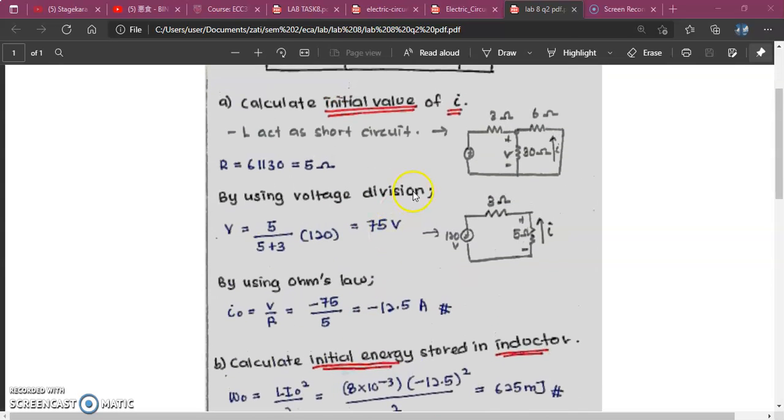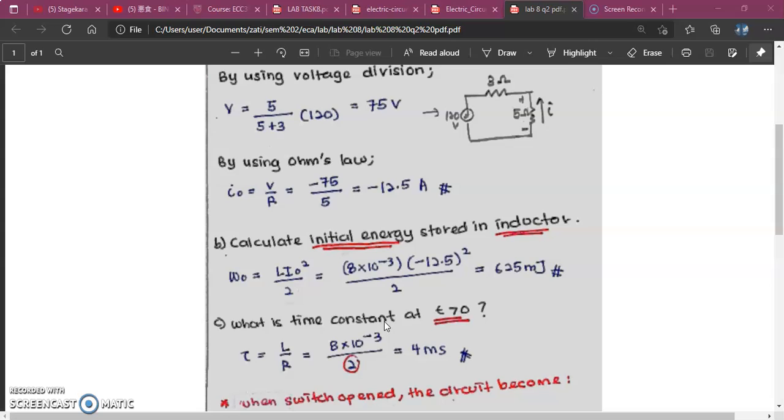So lastly, to find I, I use Ohm's law, which is I equals V over R, equals negative 75 over 5, and the answer is negative 12.5 amperes. The reason why the answer is negative is because if we look over here, the current flows from negative to positive voltage drop. So that explains why the answer is a negative value.